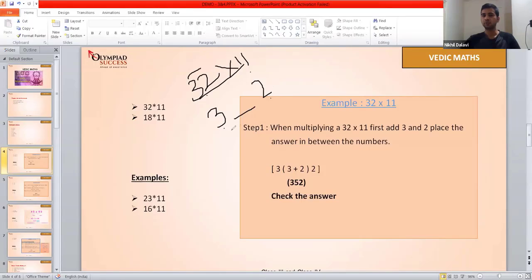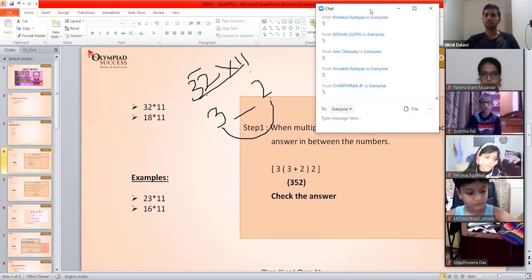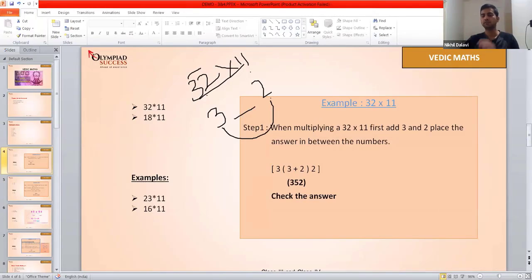Then what we do is we add 3 plus 2. How much is 3 plus 2? I can't see you all, so please put it in the comment chat box. Yes, 3 plus 2 is 5, right? So where will we write this 5? There's a gap in between, so we'll write the 5 here. Isn't it surprising? The answer is 352. So you got the answer in a simple way.